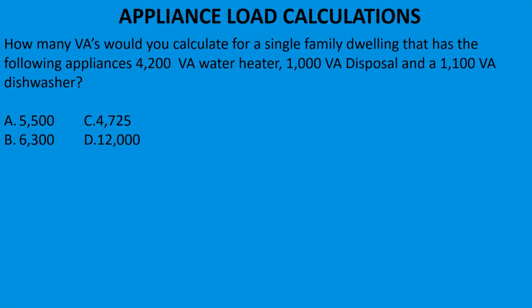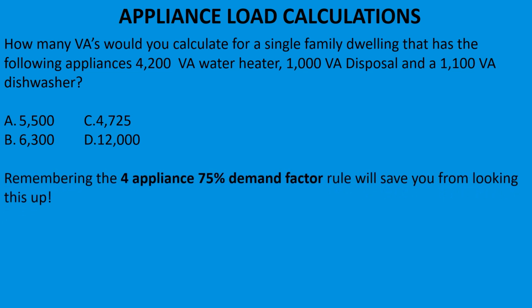Let's do another one. How many VAs would you calculate for a single family dwelling that has the following appliances? A 4200 VA water heater, a 1000 VA disposal, and an 1100 VA dishwasher. I'm going to let you pause the video now and see if you can work this one out on your own.